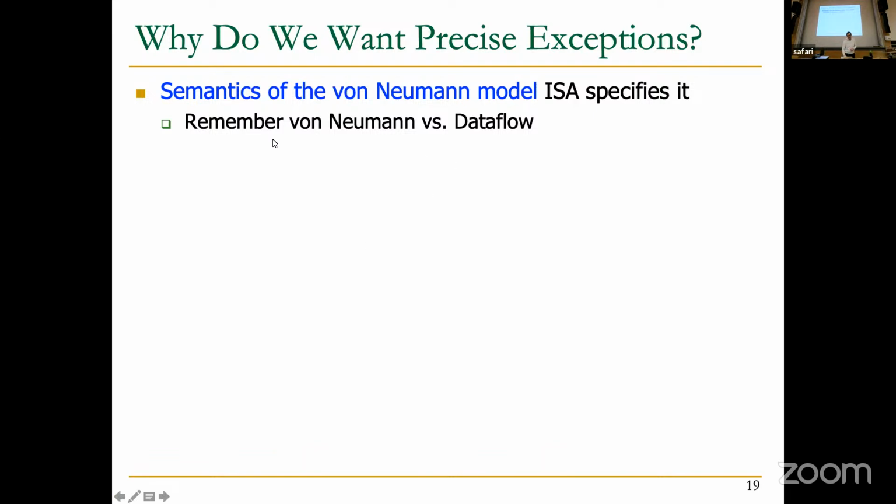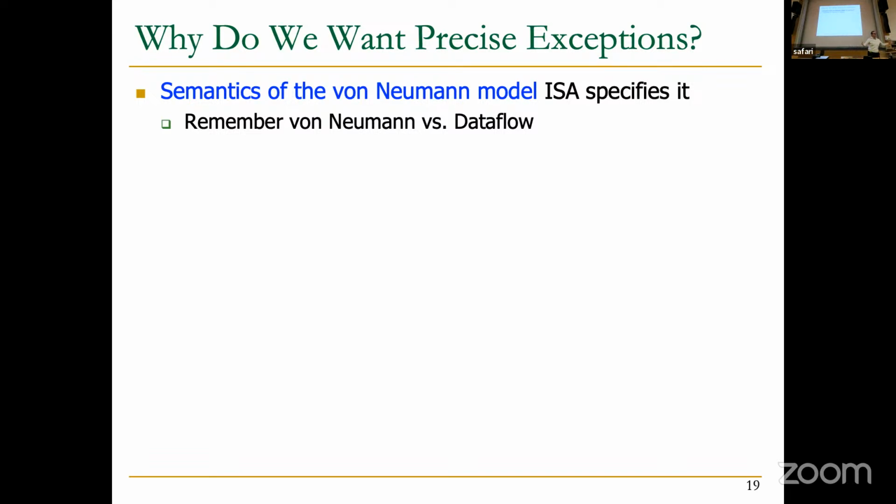But let me mention that the von Neumann model specifies precise exceptions, but the data flow model doesn't specify any such thing, because in the data flow model there's no ordering of instructions anyway. Exceptions still happen. You may have a divide node, remember the nodes in data flow, these bubbles? You may have a divide by zero. An exception happens. Then how does the programmer debug that thing? It's a huge data flow graph. You don't know what is executed and what is not executed.